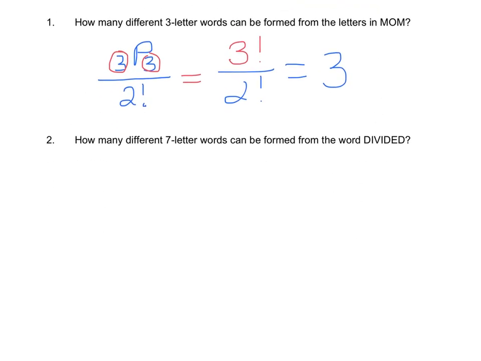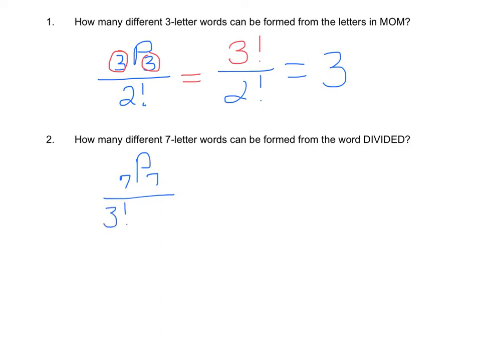In example number 2, it says how many 7-letter words can be formed in the word divided? Well, let's count up the letters in divided. There are 7 letters. It is definitely forming a word, so order is important, so it's a permutation. It's a permutation of 7 things taken 7 at a time over, let's see, we have a few repeaters there. D repeats 3 times, so he's going to have his own factorial. I repeats twice, so he's going to have his own factorial. Anything else repeat? No.